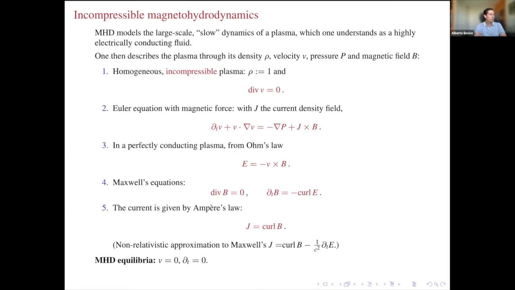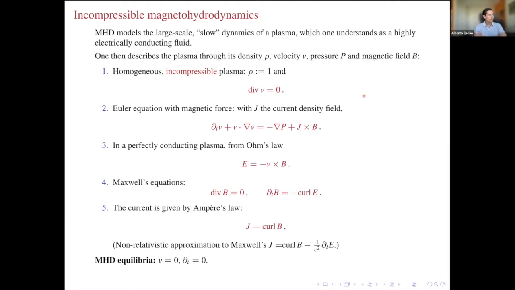Okay, so what do the equations look like? The first thing we're going to do is to assume that we have a homogeneous incompressible plasma. So that amounts to saying that the density is going to be constant. So we can set it equal to 1. And therefore, the mass continuity equation just means that the fluid is incompressible. So the divergence of the velocity is going to be equal to zero. This is the first equation here.